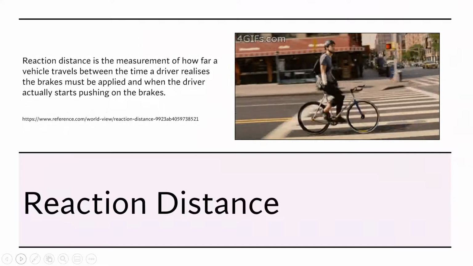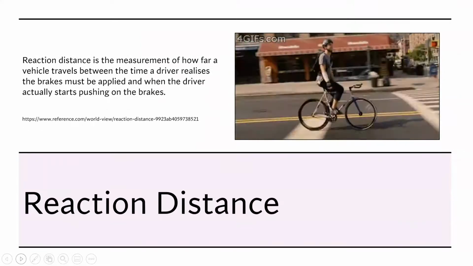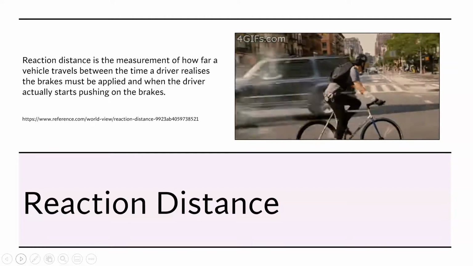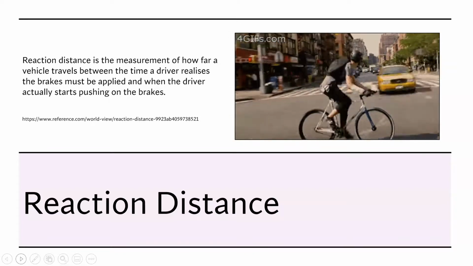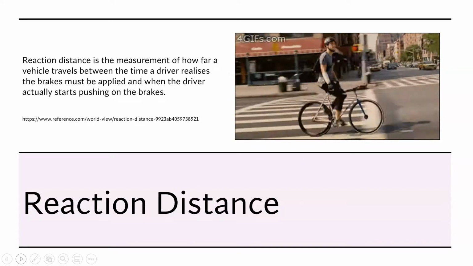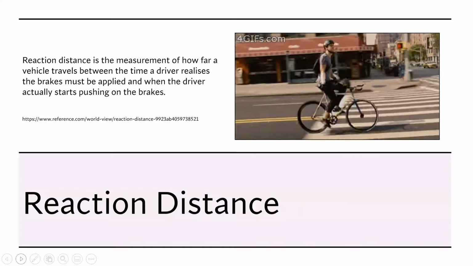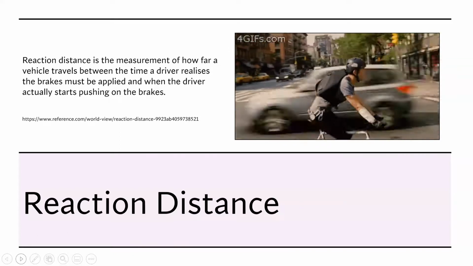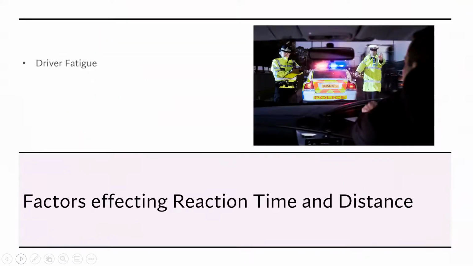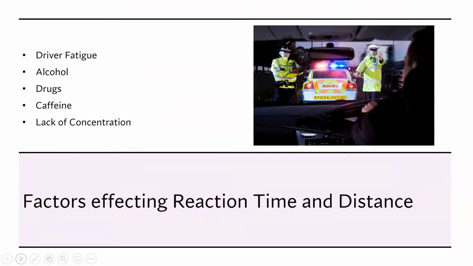Now, whilst you've got that reaction time, you've got what we call this reaction distance, because whilst your brain is processing red light, need to stop, put foot on brake, there is a certain distance that's gone, and we call that the reaction distance. Now, there are factors that affect the reaction time and therefore affect the reaction distance. The longer it takes you to react, the longer the reaction distance will be.